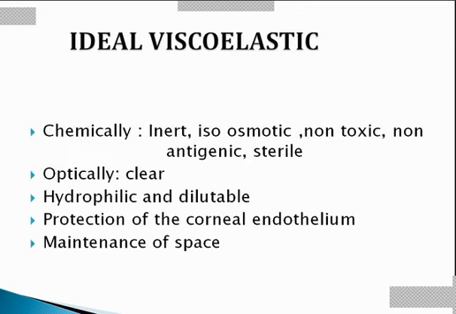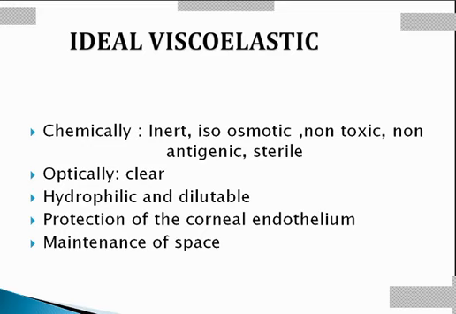And what is an ideal viscoelastic? Chemically, it should be inert, isoosmotic, non-toxic, non-antigenic, and sterile. Optically, it should be a clear substance, hydrophilic and dilutable. Protection of the corneal endothelium and maintenance of the space are the main functions of any viscoelastic substance. Before doing any intraocular procedure, we instill the viscoelastic to avoid trauma to the intraocular structures and mainly to protect against endothelial damage while putting instruments inside the anterior chamber or while extracting the cataract.